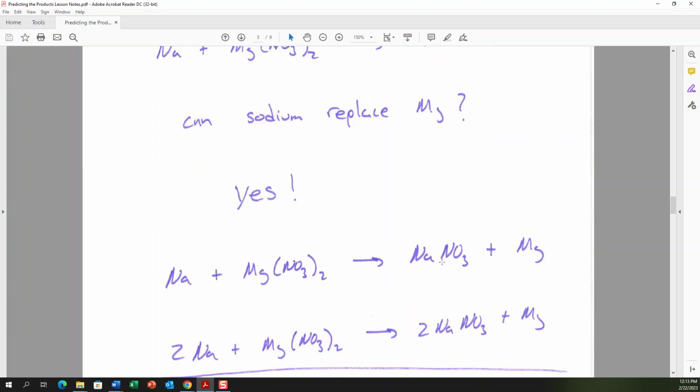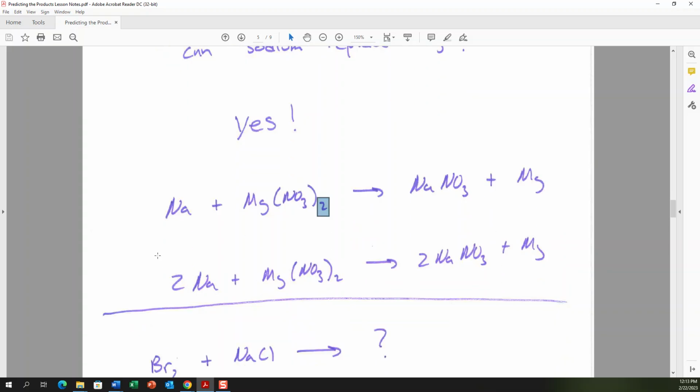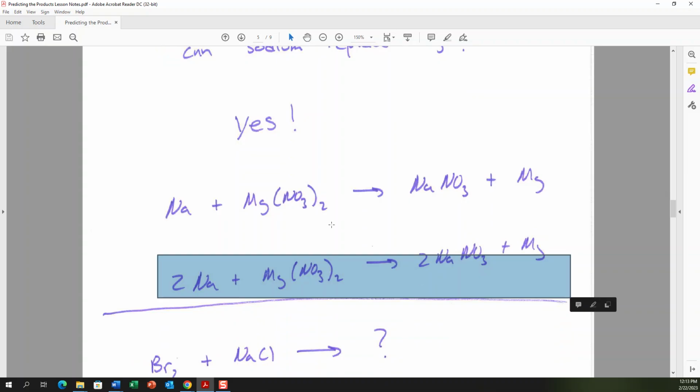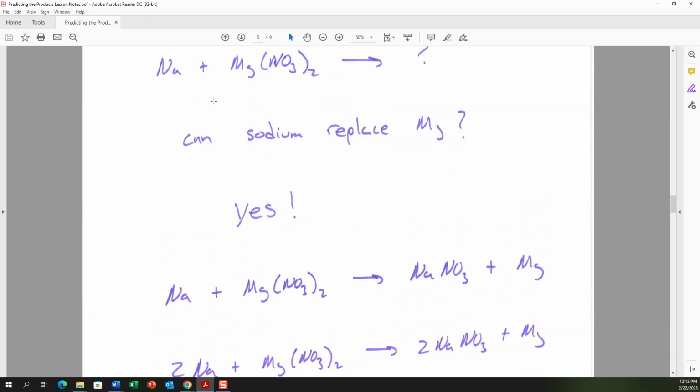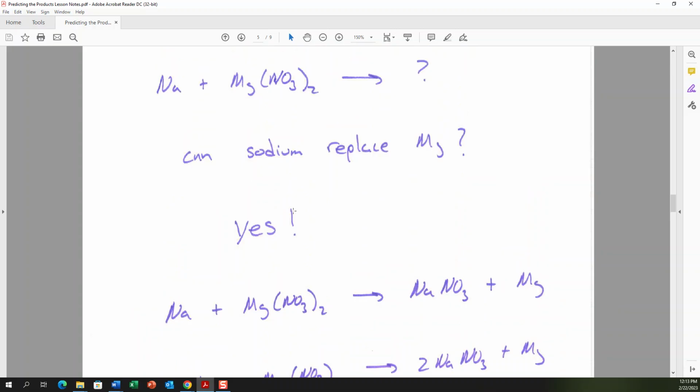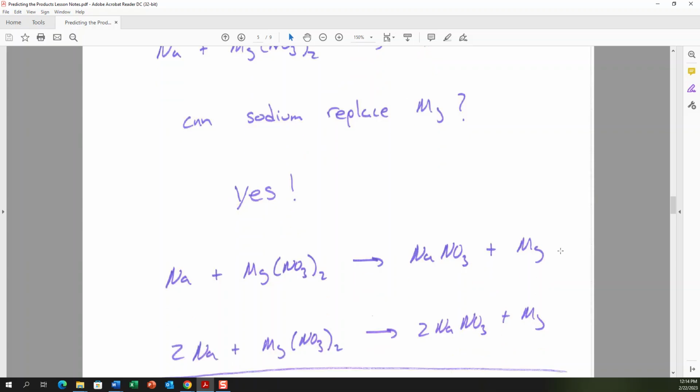We're going to get sodium paired up with nitrate. That's sodium nitrate. And we're going to get magnesium, the element. Now, notice this isn't Mg2+, it's just Mg. And notice, nitrate had a subscript 2 here, but when it's paired up with sodium, it only has a subscript of 1. And so to balance it, we got to adjust our coefficients to balance the equation. Okay? But if it's single replacement, you got to go one step further, consult your activity series. Okay?